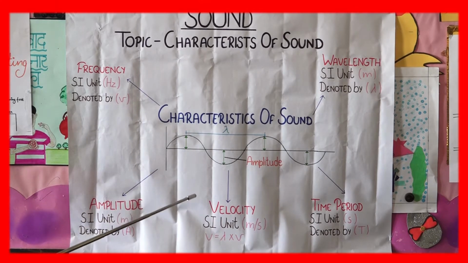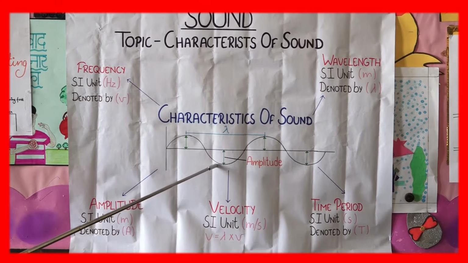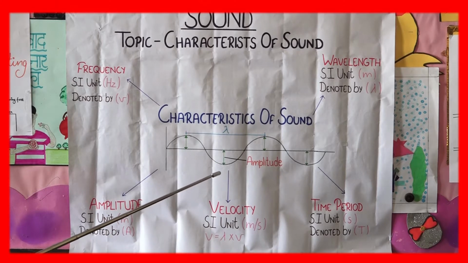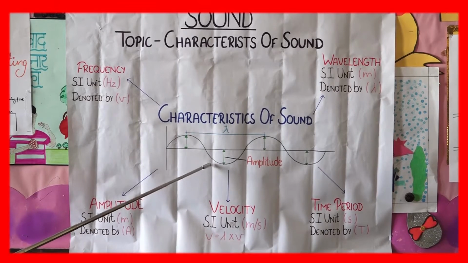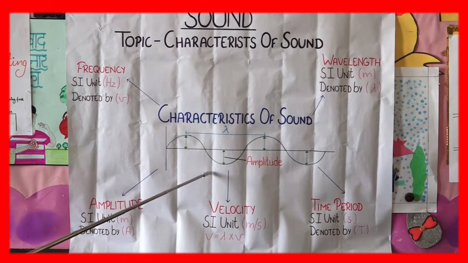Rarefactions are represented by the letter R, where the particles of the medium are spread apart and the density as well as the pressure is very low. And here it represents the valley, that is the lower portion of the curve.